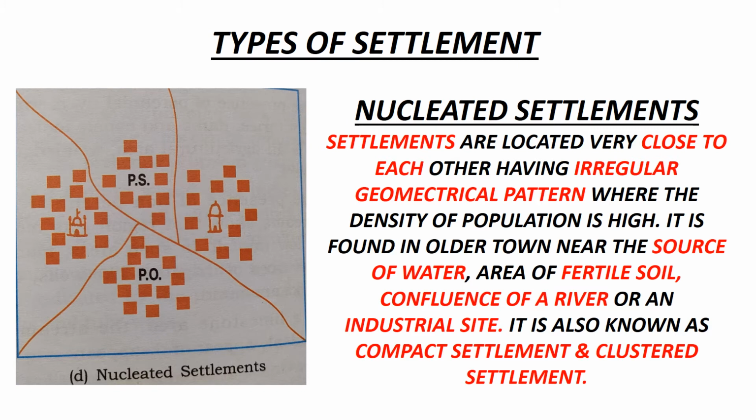Where the density of population is high, it is found in older towns near the source of water, area of fertile soil, confluence of a river or an industrial site. Confluence of a river means where the two rivers are meeting, or the river and a tributary is meeting, a meeting place of the river. It is also known as compact settlement or clustered settlements.